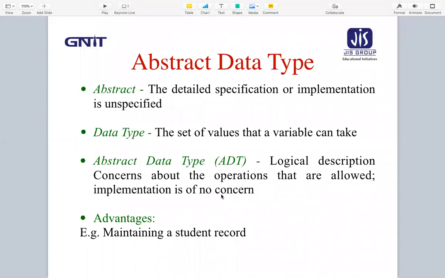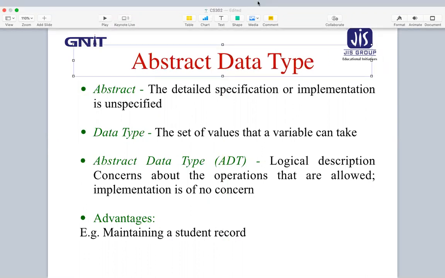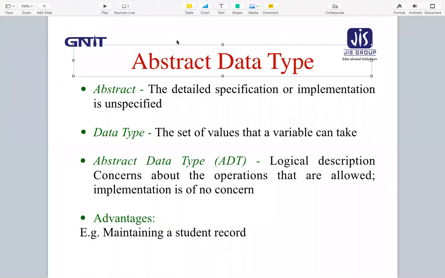Now we come to one more important concept, abstract data type. What is abstract? Let us first understand each term. Abstract means something which is hidden or something which is not specified. When we are talking in terms of a data structure or in programming and computer science, we will be talking about the implementation. So we have a data structure and we don't know how it will be implemented. That is hidden, so that is called abstract.